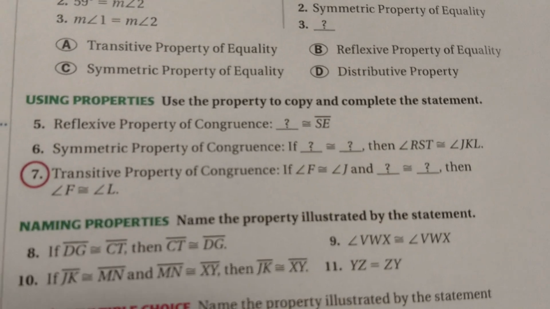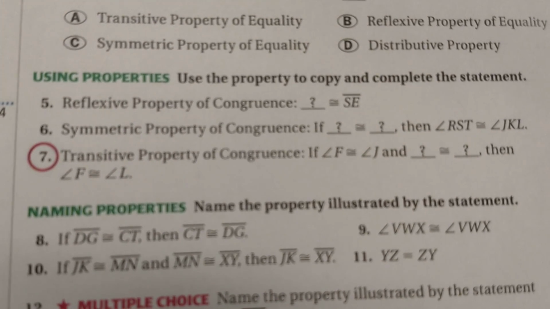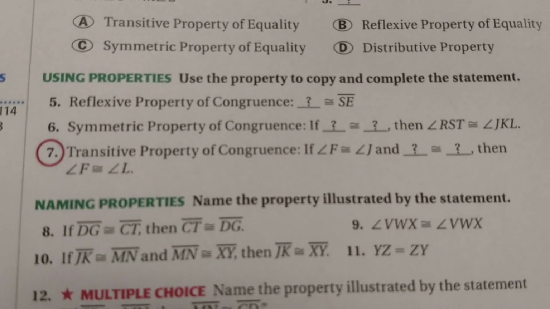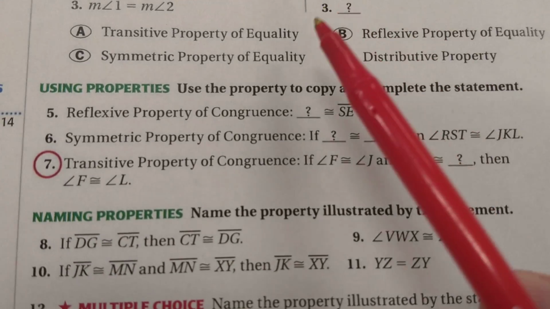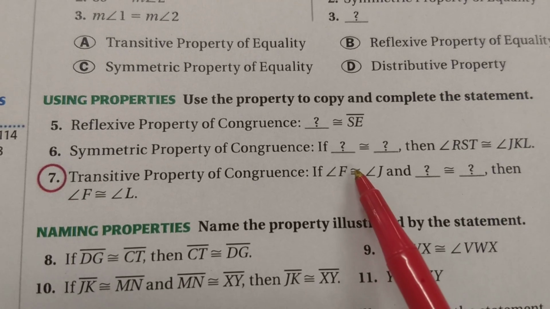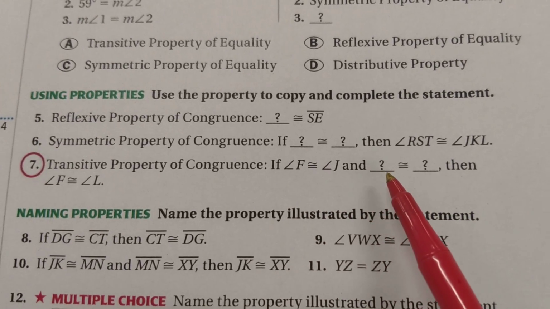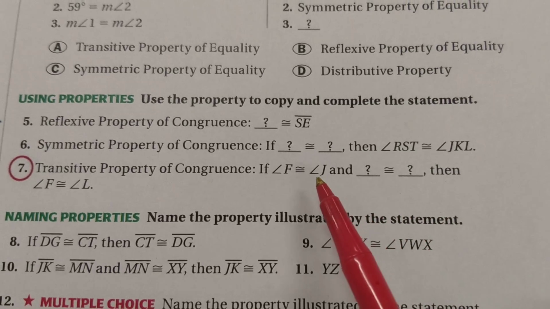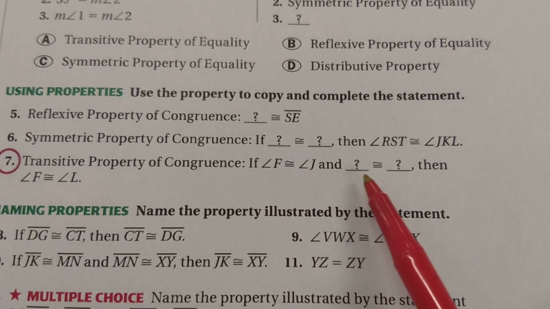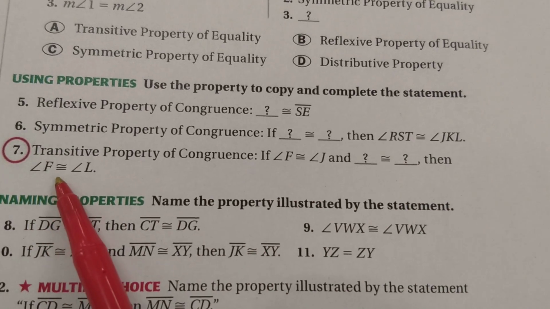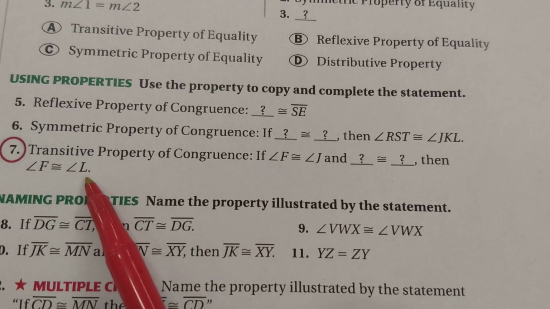We're going to take a look at number 7 under using properties on page 116 that deals with the transitive property of congruence. And so here it says if we've got two angles that are congruent, F is congruent to J, we're trying to fill in the rest of this statement. If I know F is congruent to J and I know something else is congruent to something else, then F must be congruent to angle L.